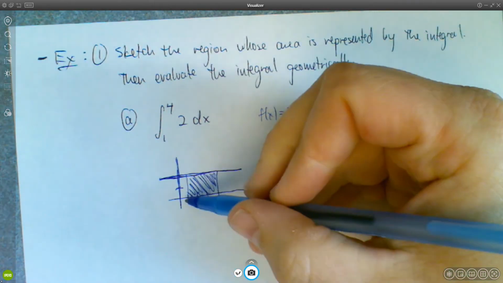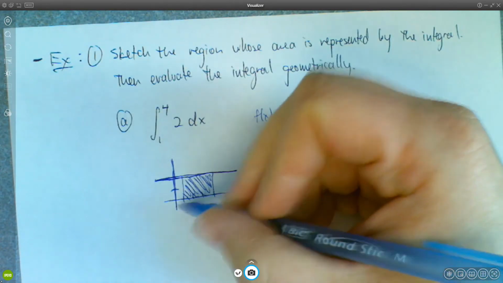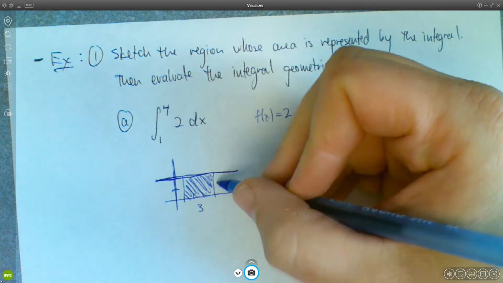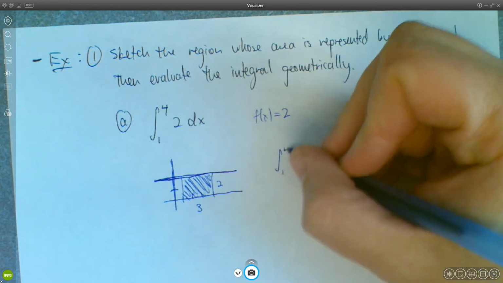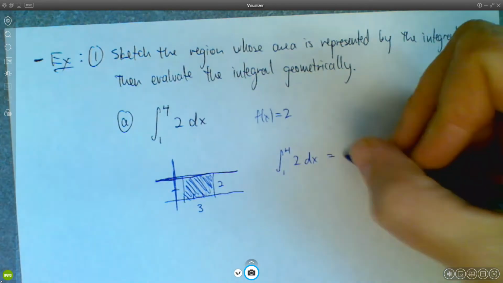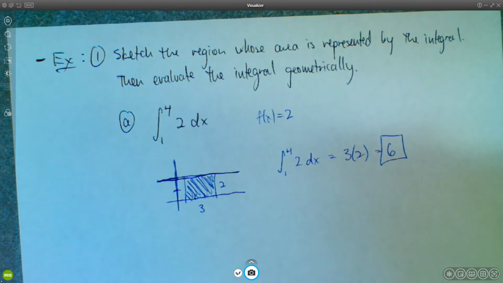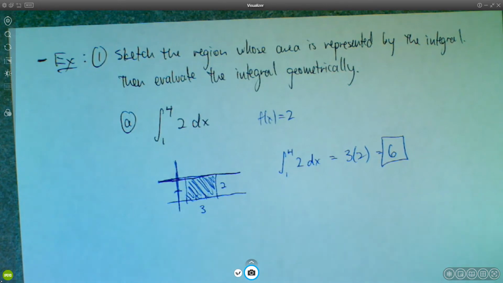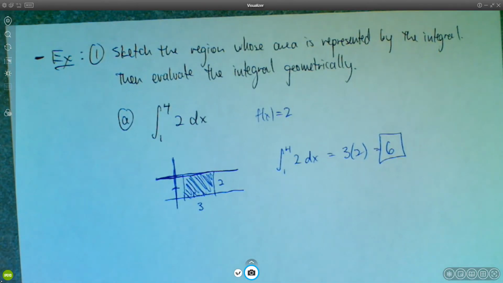The area of a rectangle is base times height. This base is length 1, 2, 3 units, and this height is 2 units. So it's a 3 by 2 rectangle. Therefore, the integral from 1 to 4 of 2 dx is going to be 3 times 2, which is 6. We don't need a constant of integration anymore, and you'll see why in a little more detail in the next section. But the answer here is just 6 square units. That's the area.